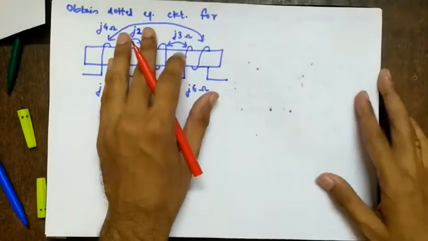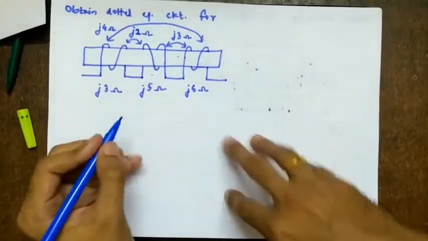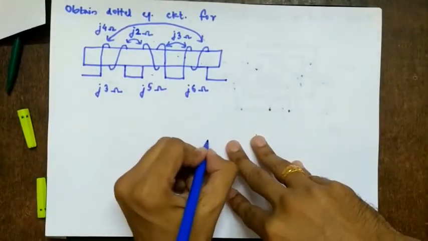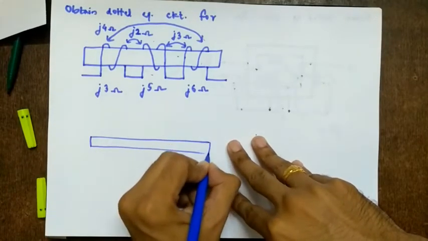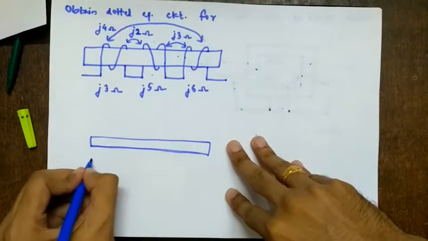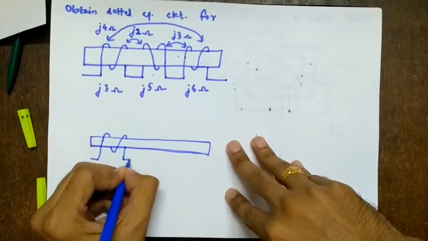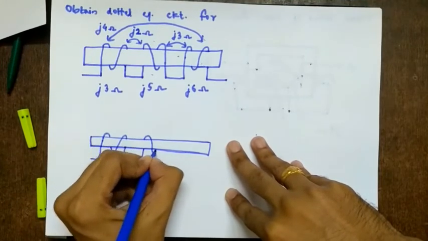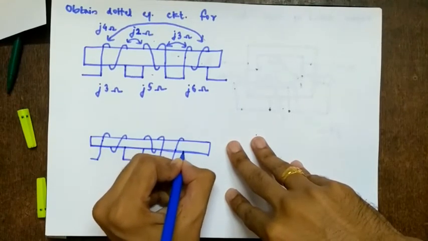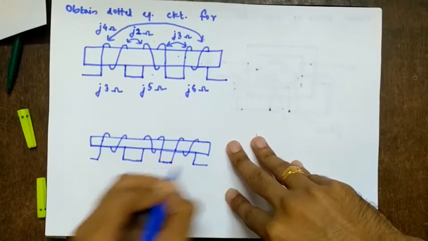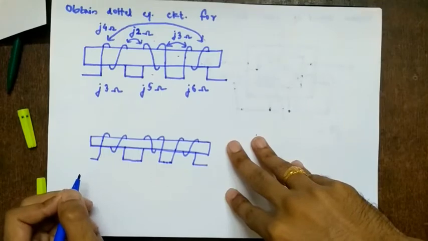So again, obtain the same question, obtain the dotted equivalent circuit for this. So the first step is what? Again, to redraw the diagram. It is going like this. Right? Yes.